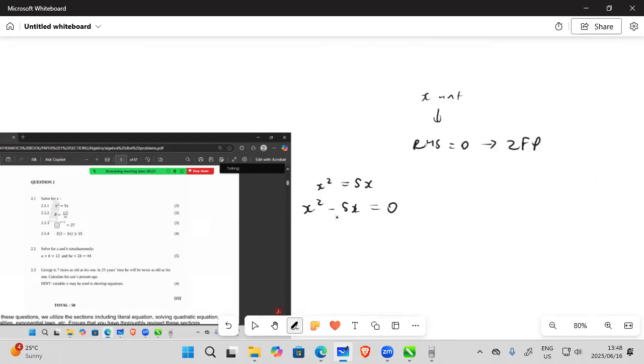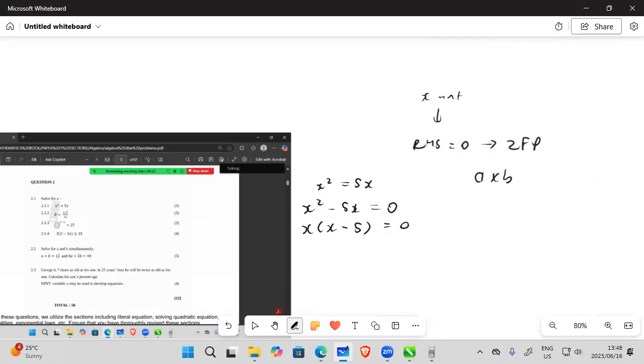If I do factorization on this, what's the first rule? I need to take out an HCF. The HCF between those two is x, giving x(x minus 5) equal to 0. Now, since we have this factorized fully, listen to that, factorized fully, then I can use the zero factor property.